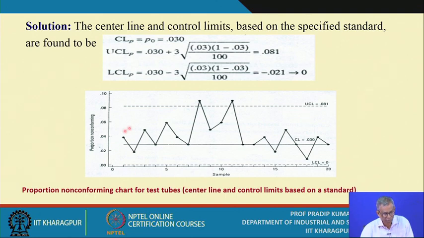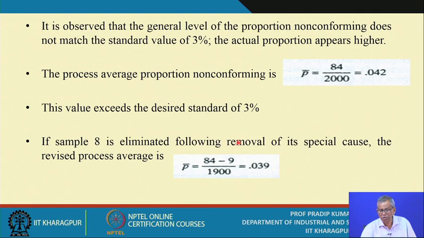So all these values are plotted, and you find that these two sample points are plotted outside the upper control limit. Then you start interpreting whether you observe any patterns or not, whether the behavior of the process is systematic or non-systematic. So this way you calculate, all these details are here, and sample 8 is eliminated.